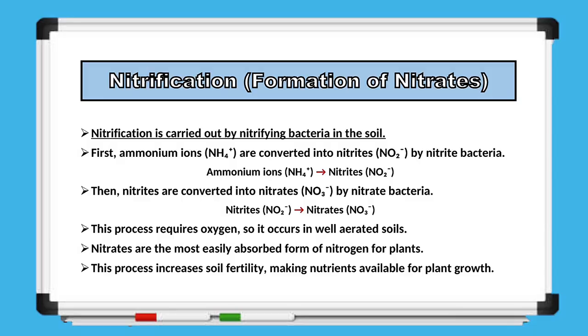Once ammonium ions are present in the soil, they are converted into nitrates through a process called nitrification. This process is carried out by nitrifying bacteria and takes place in well-aerated soils where oxygen is available. First, ammonium ions are converted into nitrites. Then, other bacteria convert the nitrites into nitrates. Nitrates are the form of nitrogen that plants absorb most easily and are therefore essential for healthy plant growth.